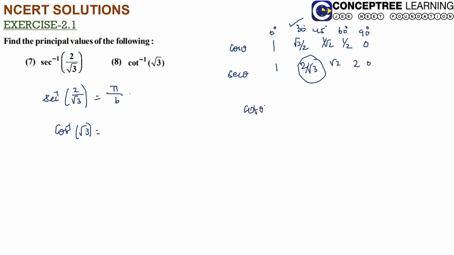So cot theta. Cot theta is the inverse of tan theta. Tan 0 degree is equal to 0. Tan 90 degree is infinity. In between it is 1 by root 3, 1, and root 3. So cot is the exact reverse of tan, right? So you will have cot theta equal to infinity, root 3, 1, 1 by root 3 and 0. Here we are having root 3 for the angle 30 degree. So this is equal to pi by 6 is the answer. 30 degree means pi by 6.